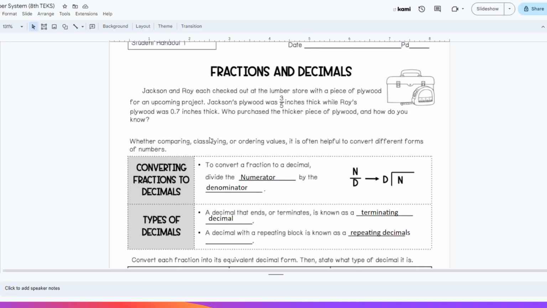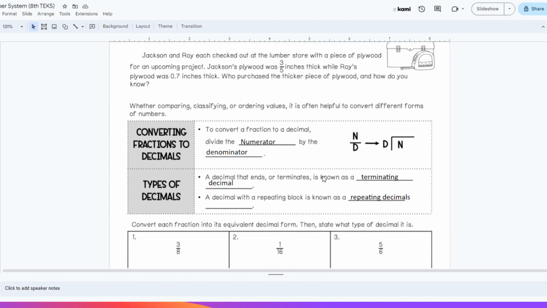So let's go back here to fill in our missing words. To convert a fraction to a decimal, divide the numerator by the denominator. The numerator, of course, is the one on top. The denominator is the number on the bottom. And the numerator, since he's on top, gets to go inside the little house you make. The denominator's on the bottom, so he gets to go outside.